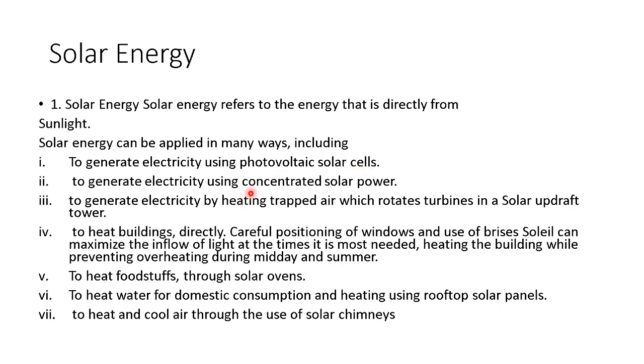Using concentrated solar power means we are transferring or storing energy in a battery, and we can use it afterwards. The heat which is trapped by air can be used to rotate turbines to generate electricity or energy.